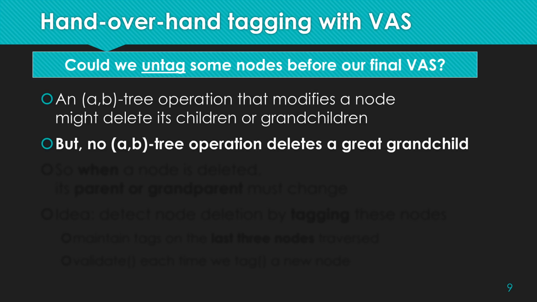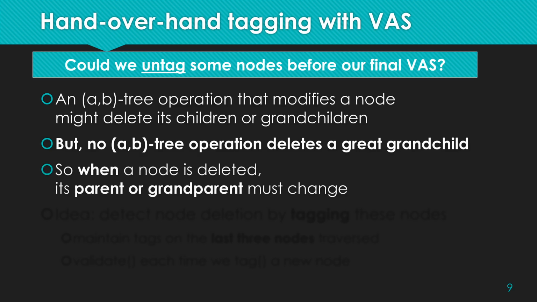Well, here's an observation about A-B tree operations that'll help with that. If you think back to the A-B tree operations that I showed, you change one pointer, and that modifies a node, right? The node containing the pointer that you're changing is modified. But in doing so, you also sometimes delete and replace some other nodes. And so you change one node, and you replace possibly that node's child and maybe some of its grandchildren. But no A-B tree node operation ever deletes a great grandchild.